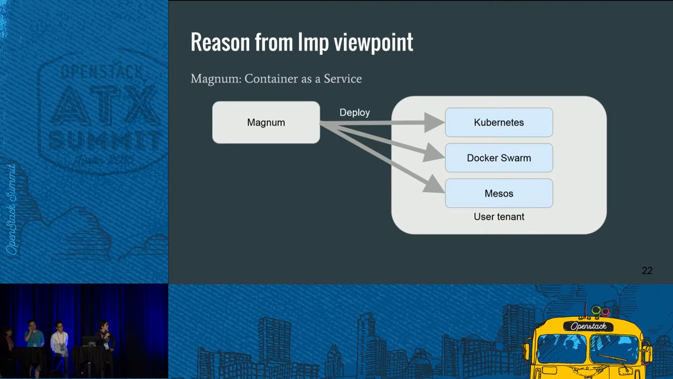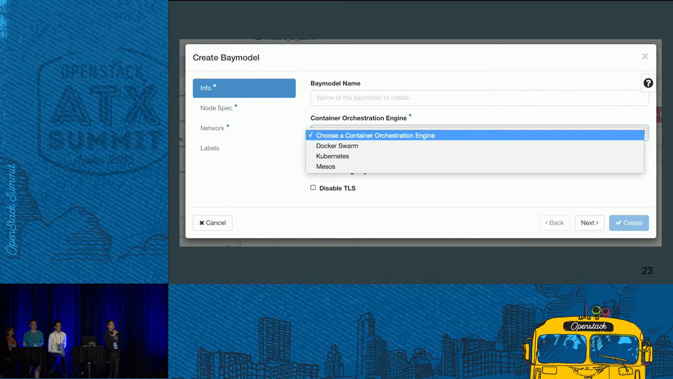Magnum is known as container as a service, which deploys a container orchestration engine, such as Kubernetes or Docker Swarm and Mesos. So we have three options to use Magnum. If you want to use Magnum, you must choose the container orchestration engine which you want. And also, a client program like Horizon and Python client should show which container orchestration engines are available in server side.